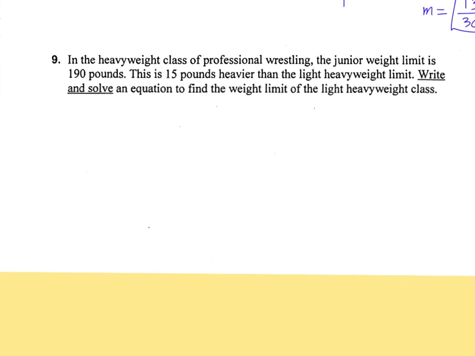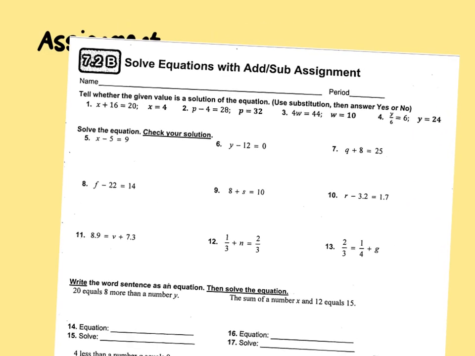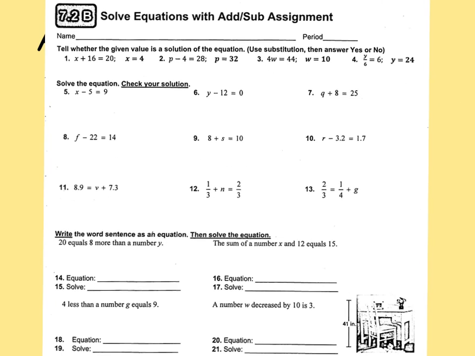So let's look at your assignment now. All right, so I'm looking at your assignment here. Again, numbers 1, 2, 3, and 4, we're just using substitution. We're putting the number in for the variable. We're seeing if it works out. On 5 through 13, we are just solving the equation. Again, there's a couple of them at the bottom that have fractions, so refer back to that practice if you need a refresher on how to do that, or come and talk to your teacher and we'll help you out as always.